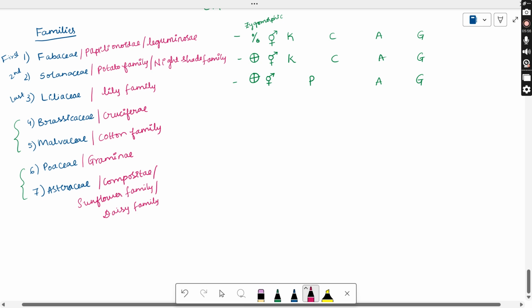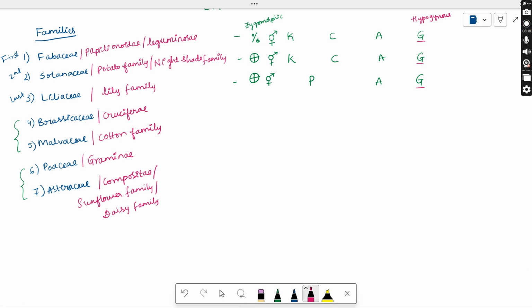So coming here, there is a common feature again. The gynoecium in all of these shows the hypogynous type, and it contains a superior ovary. So it is a common feature for all three. Hypogynous means all the floral parts are present below the gynoecium. That's why the ovary is placed above the floral parts, so the ovary type is superior ovary.